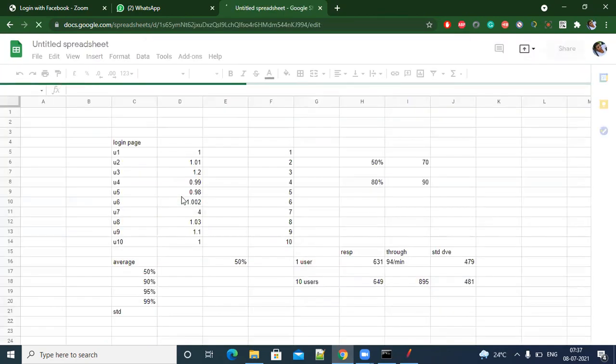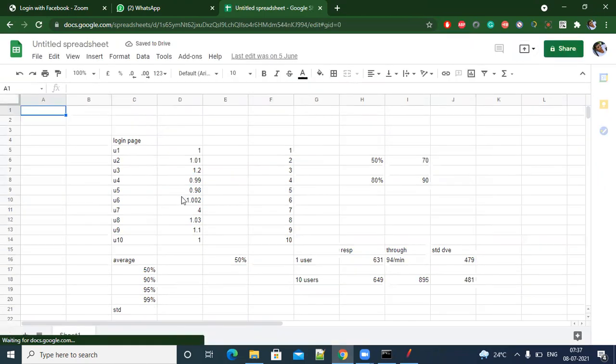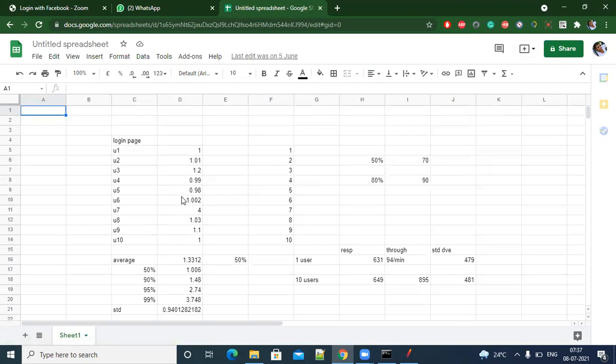Okay, so let's check this data. Let's take one login page request. In the login page you have 10 users. The same login page is being triggered by the 10 users. So you will expect the same response time for all 10, right? Am I correct or not?